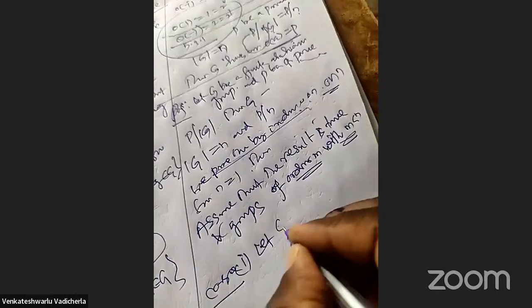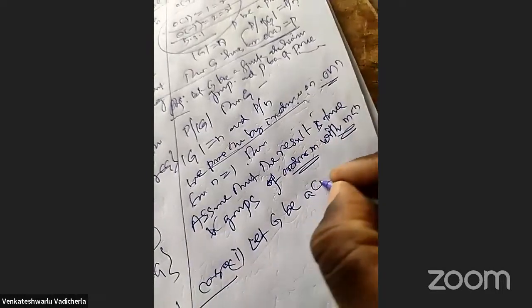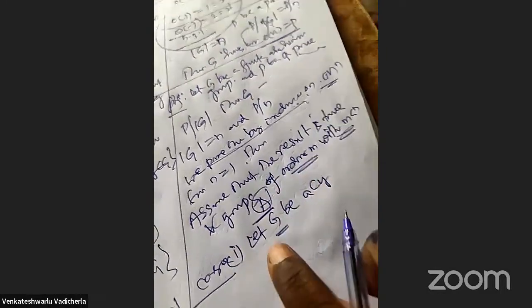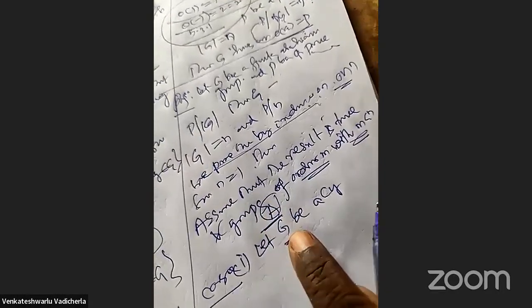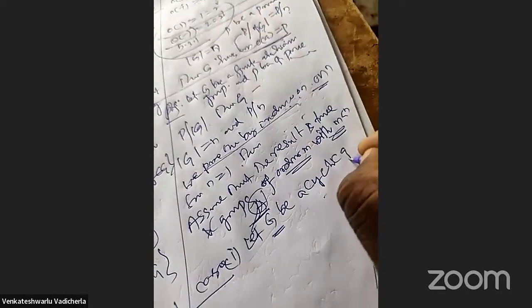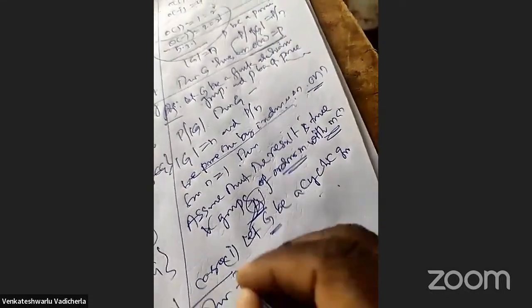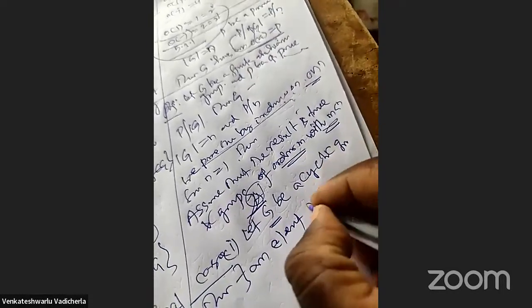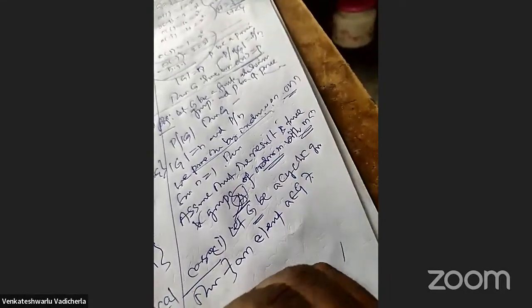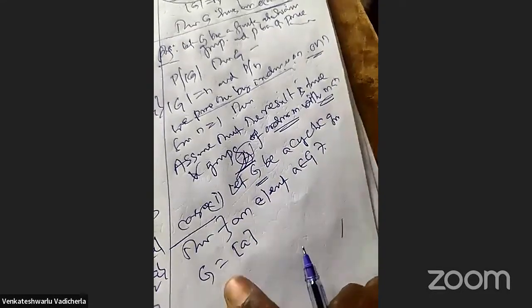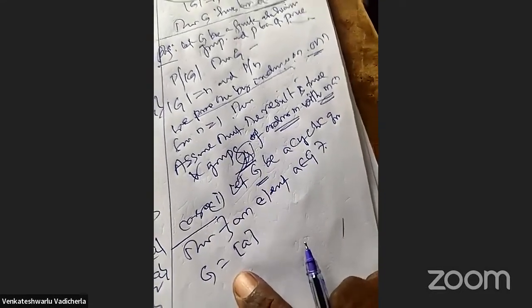Let G be a cyclic group. So then there exists an element A of G such that G is equal to the cyclic subgroup generated by A. G being a cyclic group, there exists an element of G such that G is equal to the cyclic subgroup generated by A.